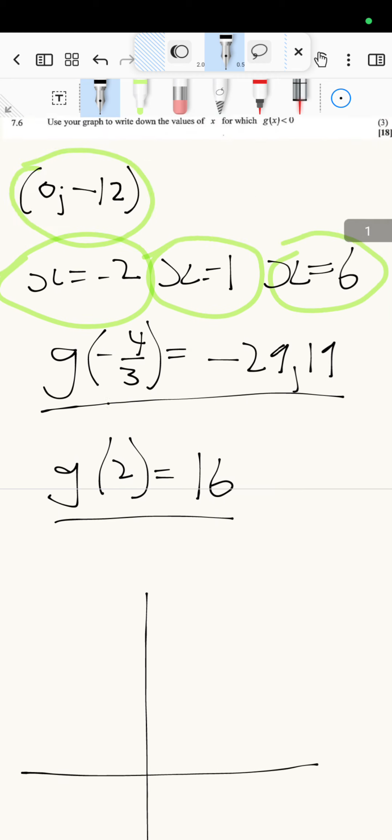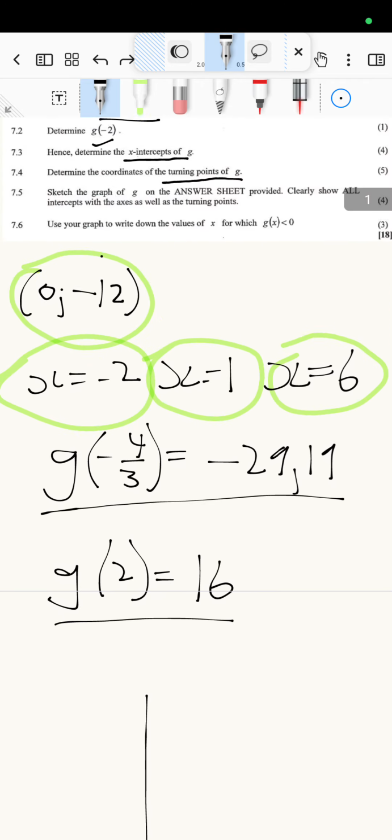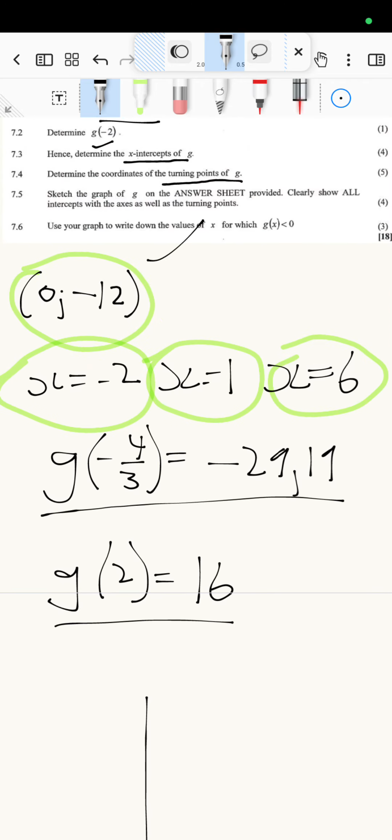Let's see. I'm going to start. My y-intercept is -12, so I need to count maybe -5, -10, -15 would be next. All right, so -12 is going to be somewhere over there. That is my -12. So I plotted my y-intercept. I need to plot my x-intercepts.